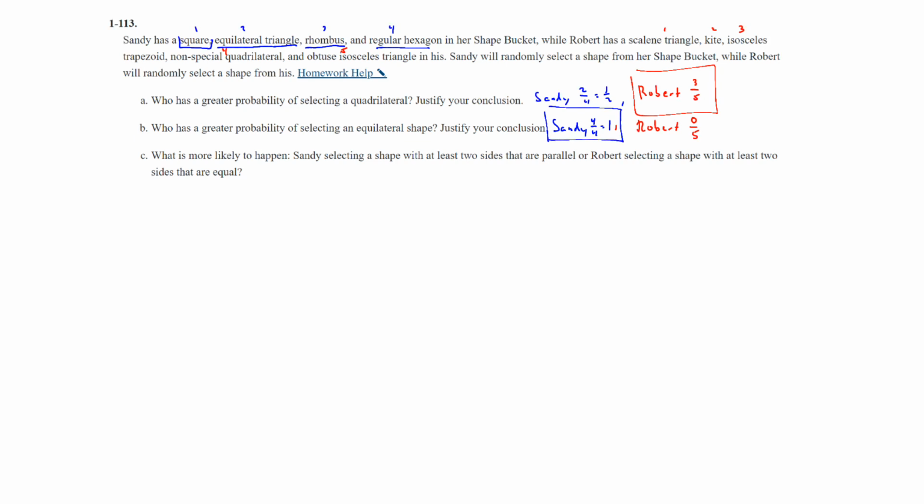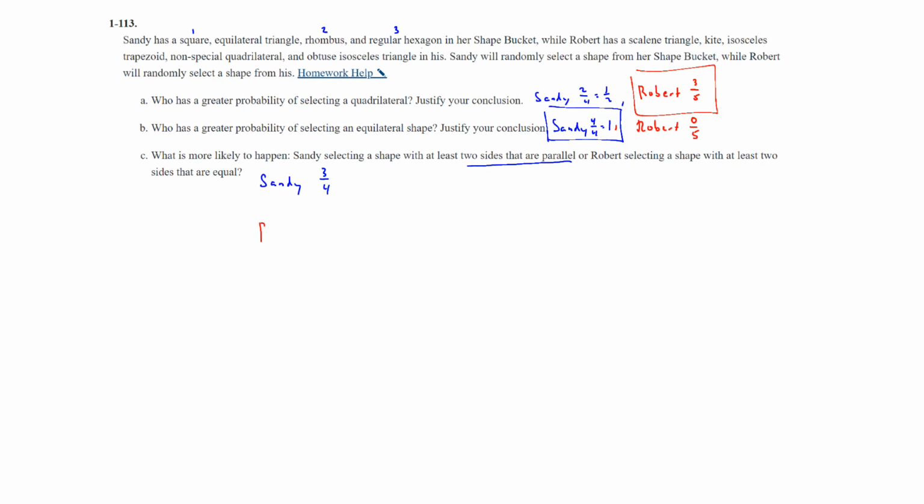All right, on part C, what is more likely to happen? Sandy selecting a shape with at least 2 sides that are parallel, or Robert selecting a shape with at least two sides that are equal. So, read that again. Selecting a shape with at least two sides that are parallel. So a square has two sides that are parallel. A triangle does not. A rhombus has two sides that are parallel. And a regular hexagon would have two sides that are parallel. So Sandy has a 3/4 chance, or 75% chance.